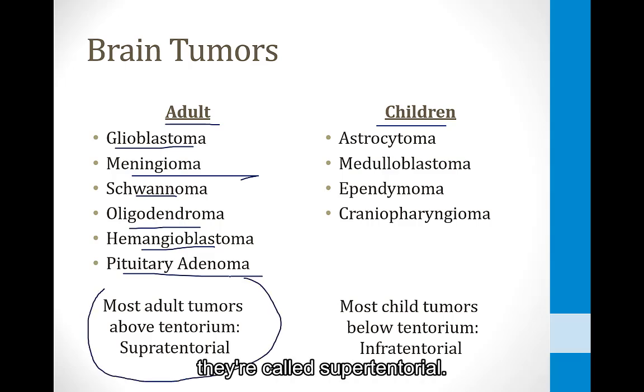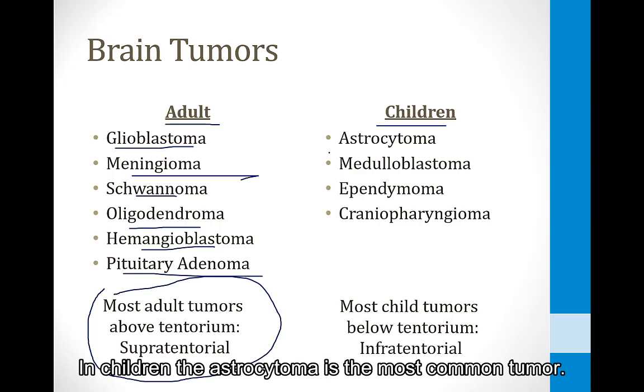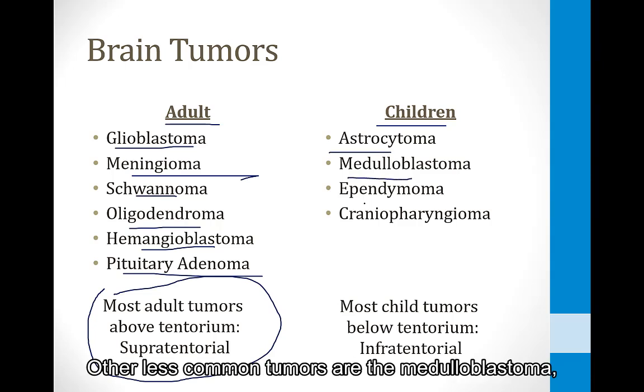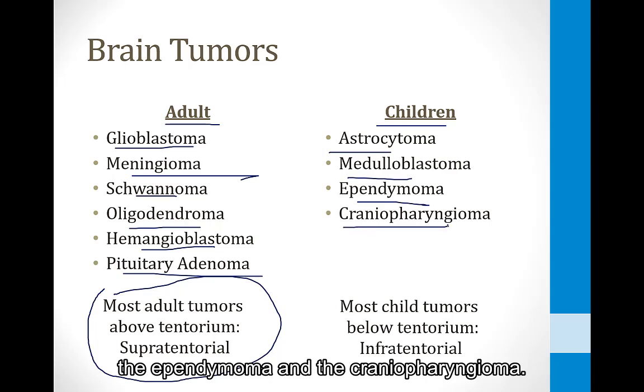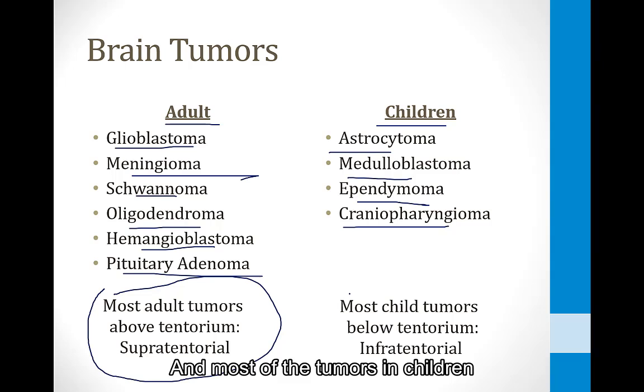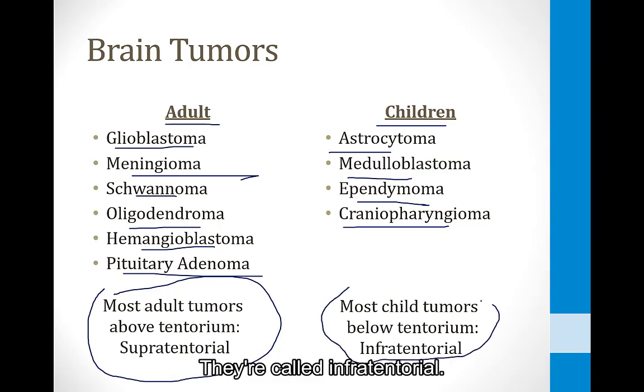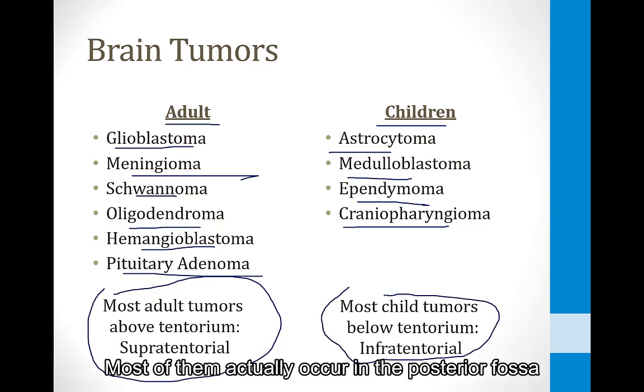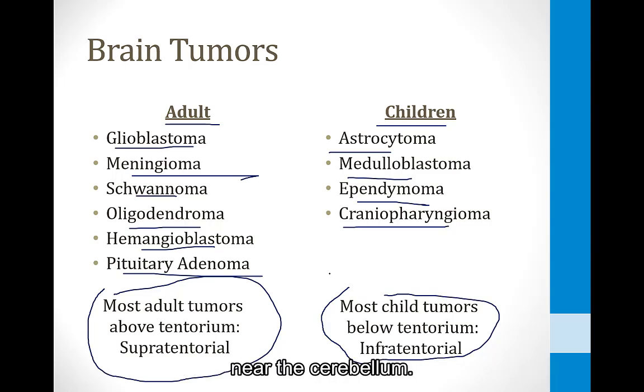They are called supratentorial. In children, the astrocytoma is the most common tumor. Other less common tumors are the medulloblastoma, the ependymoma, and the craniopharyngioma. And most of the tumors in children occur below the tentorium. They are called infratentorial. Most of them actually occur in the posterior fossa near the cerebellum.